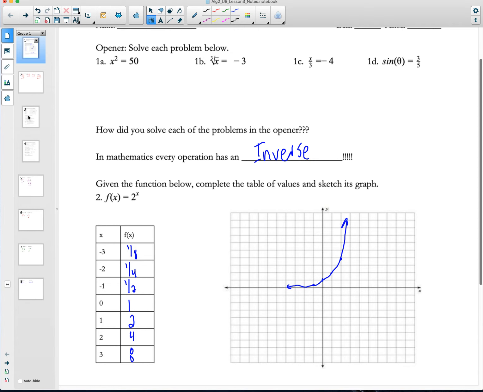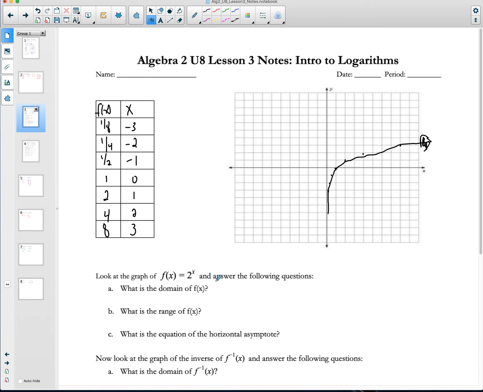So now let's go back and jot that down. So the domain we know here is all real numbers for every exponential. We know the range for that mother function is 0 to infinity. All right, and then we know that the horizontal asymptote was y equals 0.